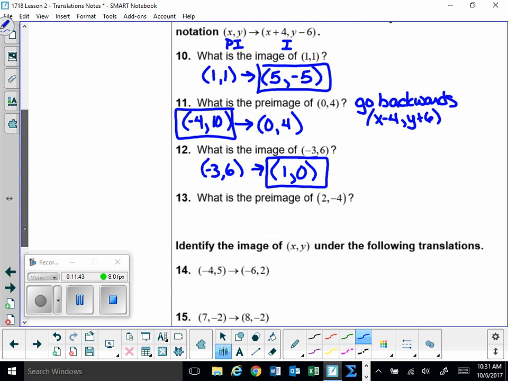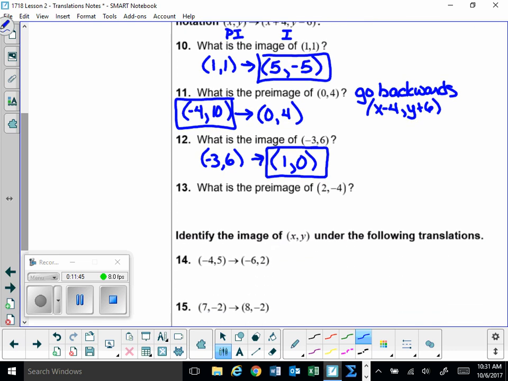What is the pre-image? I am going backwards, so I need to do the opposite of my rule. I need to do minus 4 and positive 6. So let's see. 2, negative 4. I have to go backwards. 2 minus 4 is negative 2, and negative 4 plus 6 is positive 2.